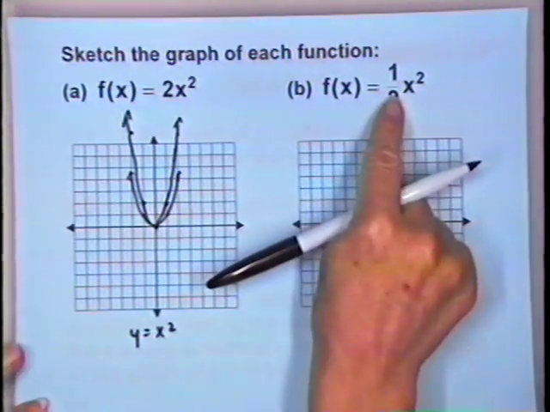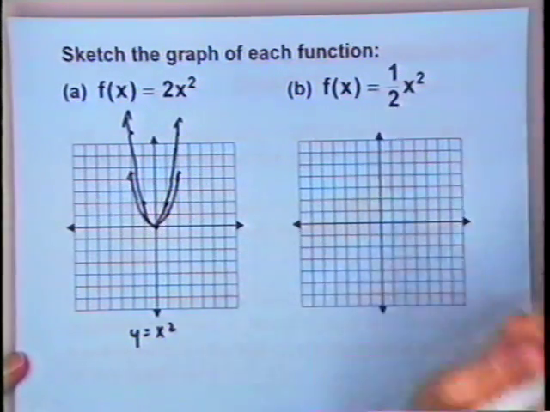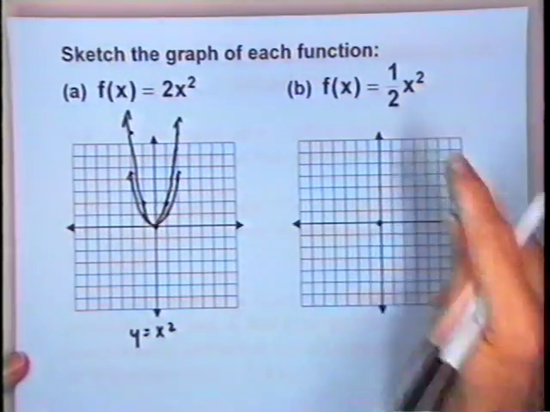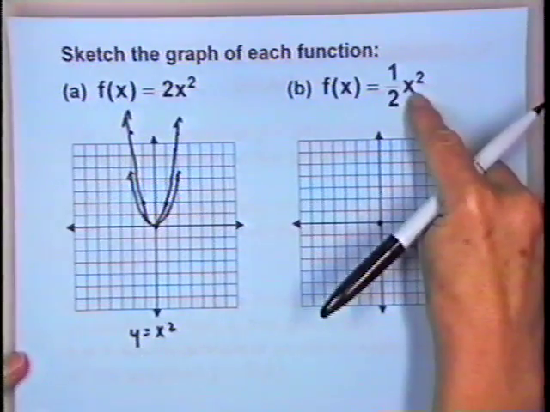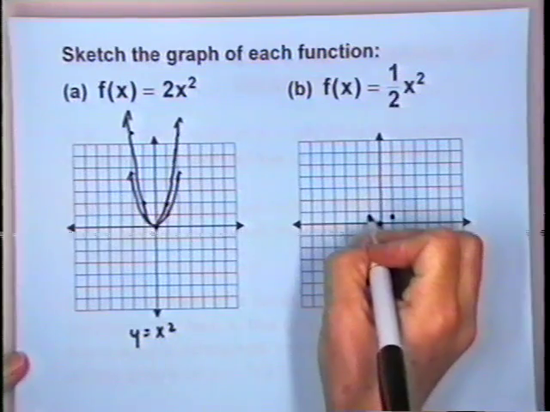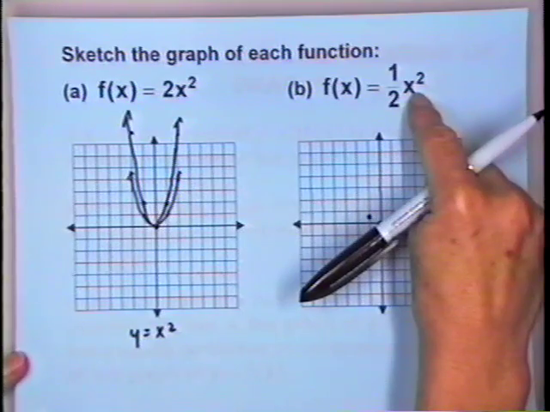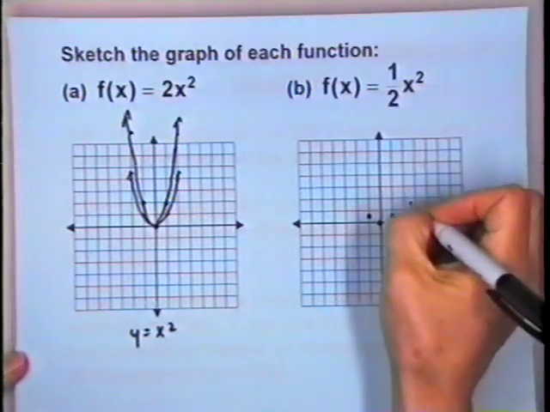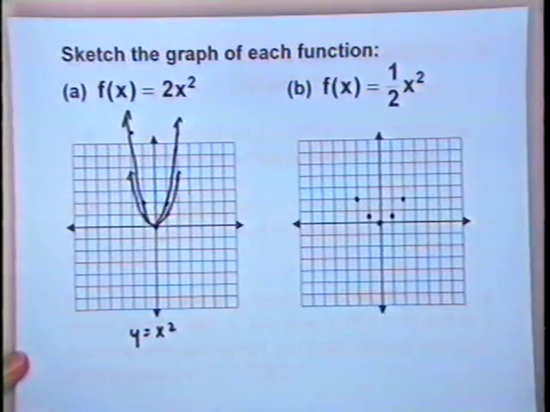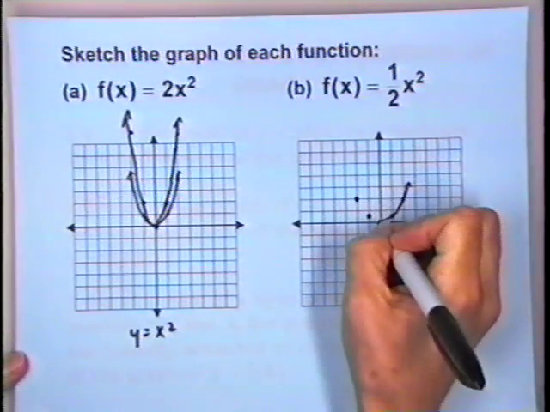Now, let's see the effect of this 1/2. And you might already have an idea of what's going to happen here. Notice if x is 0, 1/2 times 0 is still 0. If x is 1, 1 squared is 1. 1/2 times 1 is 1/2. Notice -1 would also give you 1/2, wouldn't it? If x is 2, 2 squared is 4. What's 1/2 times 4? 1/2 times 4 is 2, isn't it? So whenever x is 2, so is y. -2 would do the same thing. Here's my graph, and it would continue upward.